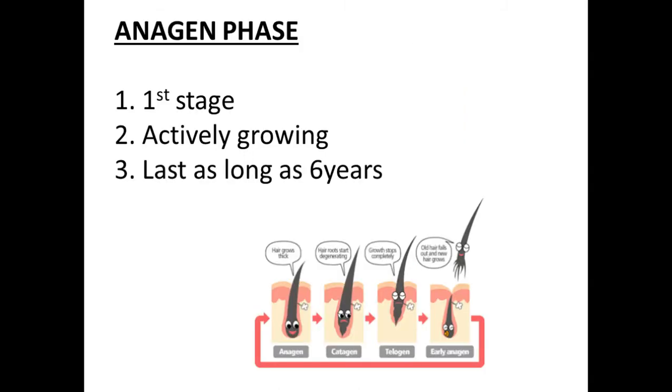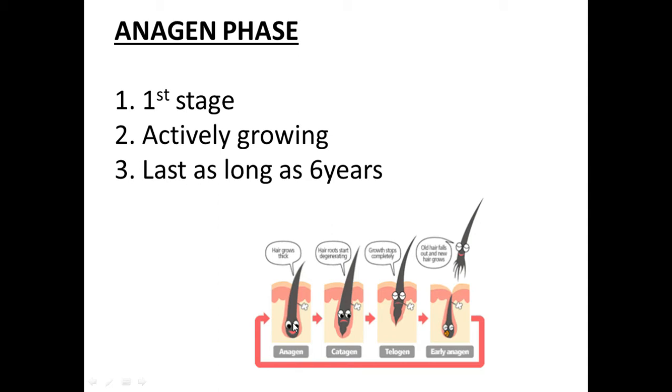First stage is anagen phase. It is the main growing phase of the hair. As I have mentioned in my previous video, the hair has two parts. First is this bulb region or the root, and the second part is the shaft. So this bulb region is the living portion and it grows, whereas the shaft is the non-living or the dead part of the hair which does not grow.